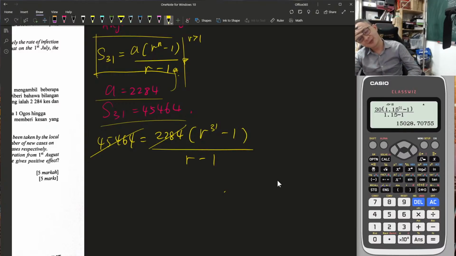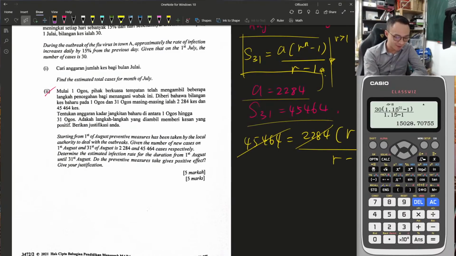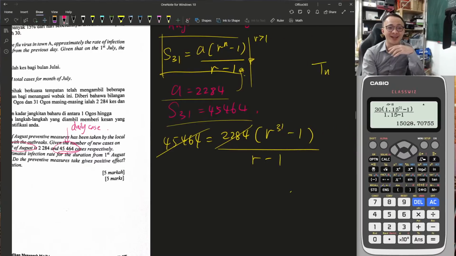Hey, so we don't sum the days like this, isn't it? Because it increases. Okay, because right now I'm thinking, should we use Sn or Tn? Because this is a daily case, right? Yeah, I think this is a daily case on August 31st. This is not really the sum of 31 days. So I think we don't use Sn over here.